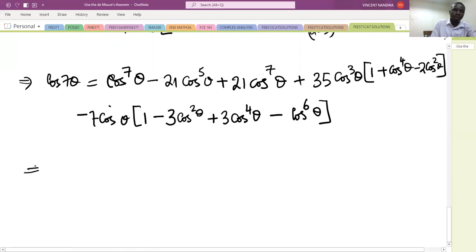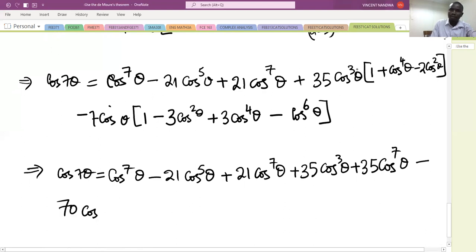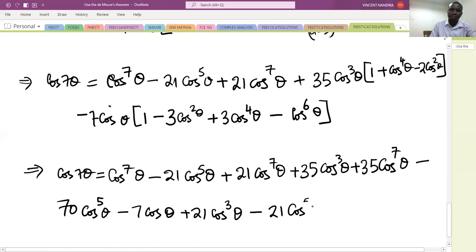So expanding further gives us cos 7 theta equals cos power 7 theta minus 21 cos power 5 theta plus 21 cos power 7 theta plus 35 cos cubed theta plus 35 cos, now 3 plus 4 is 7, minus 70 cos, 2 plus 3 is 5, minus 7 cos theta, minus times minus is plus 21 cos power 3 theta minus 21 cos power 5 theta plus 7 cos power 7 theta.